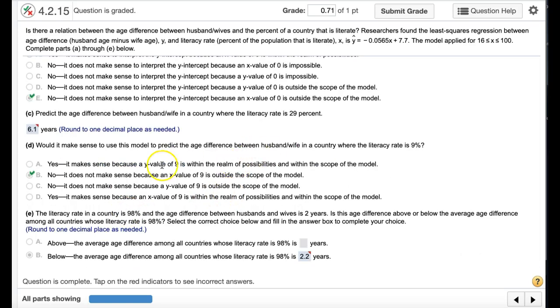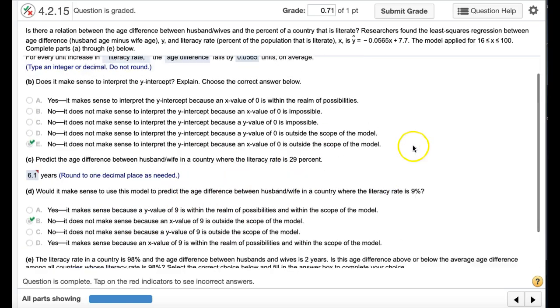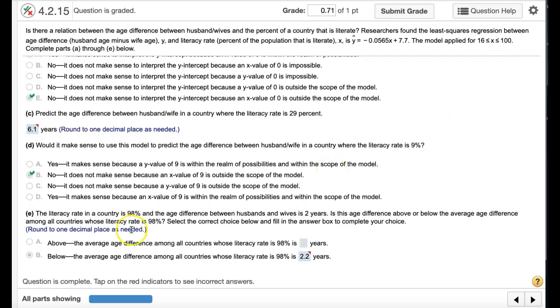Would it make sense to predict the age difference for a literacy rate of 9%? The answer again is no. It's outside the scope of the model.